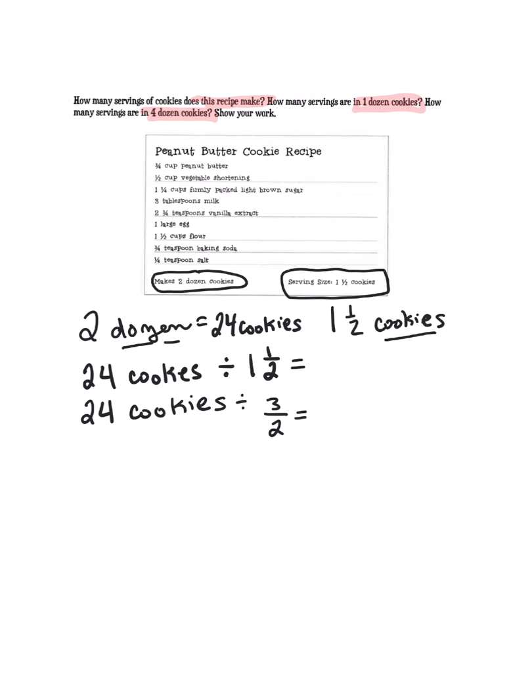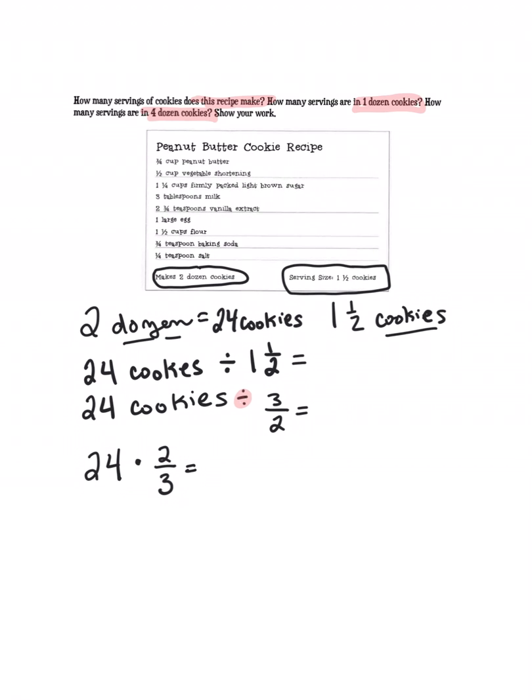Now I can multiply by the reciprocal in order to solve. I'm going to take 24. My division sign is going to become a multiplication symbol. And then the reciprocal of 3 halves is 2/3. Give whole number 24 a denominator of 1 because that will make it easier to multiply. Straight across your numerators and straight across your denominators.